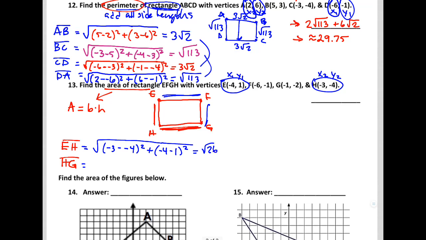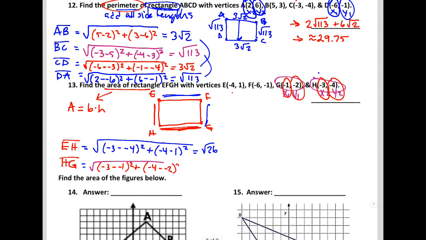So now if I label for HG, actually erase what I have here. So I have to label for HG, so we have x1, y1, x2, y2. So that's going to be the square root of, if I do the x's, x2 minus x1 would be -3 minus a -1. So -3 minus a -1 squared plus the quantity of -4 minus a -2 squared. Make sure that goes over the whole thing, which will equal 2 radical 2.